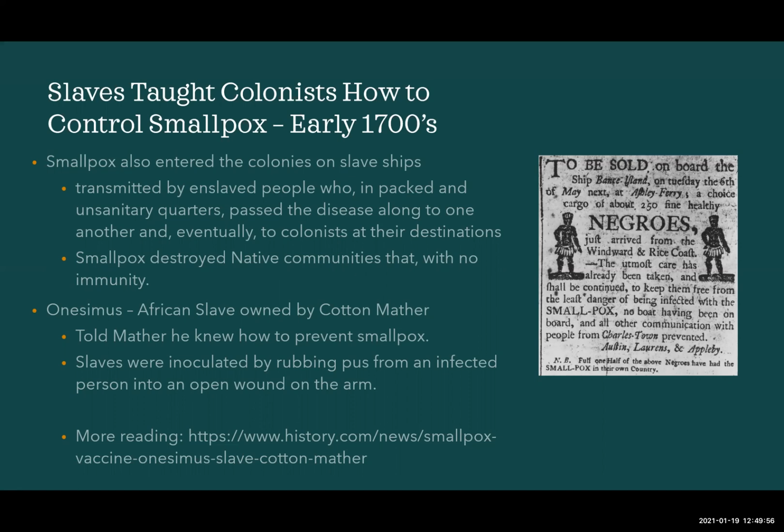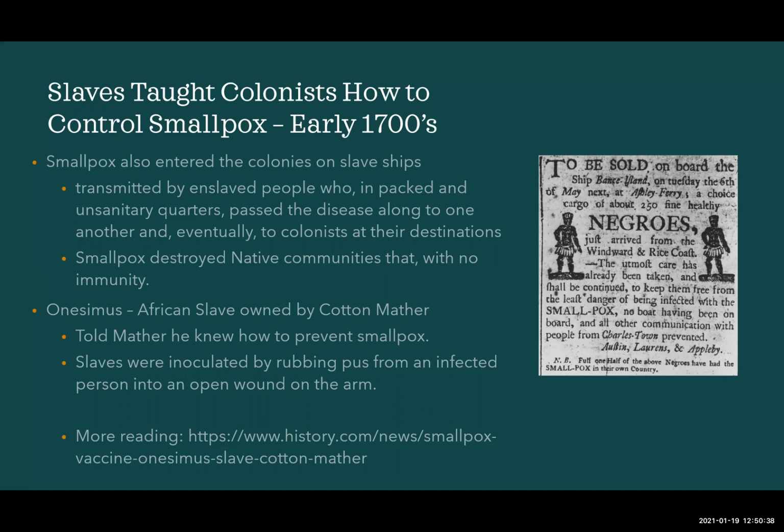And of course, we've already said smallpox destroyed Native American communities that still really did not have any immunity to the disease. So Onesimus was an African slave, and he was owned by Cotton Mather. Many of you probably recognize Cotton Mather. He was a Puritan minister in Massachusetts, I believe in Salem and Boston.